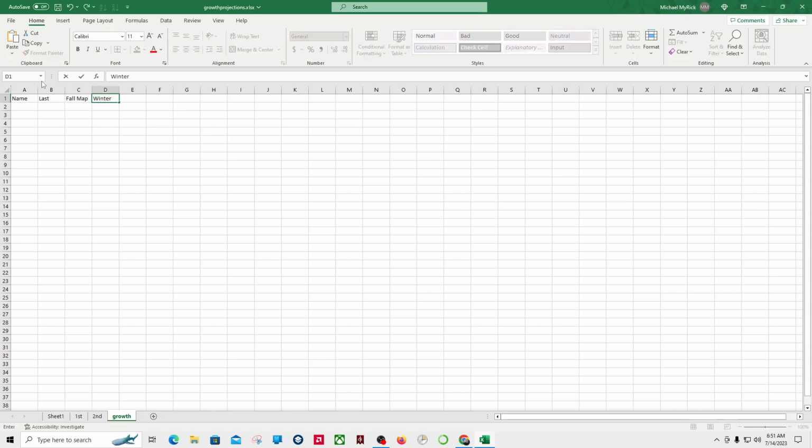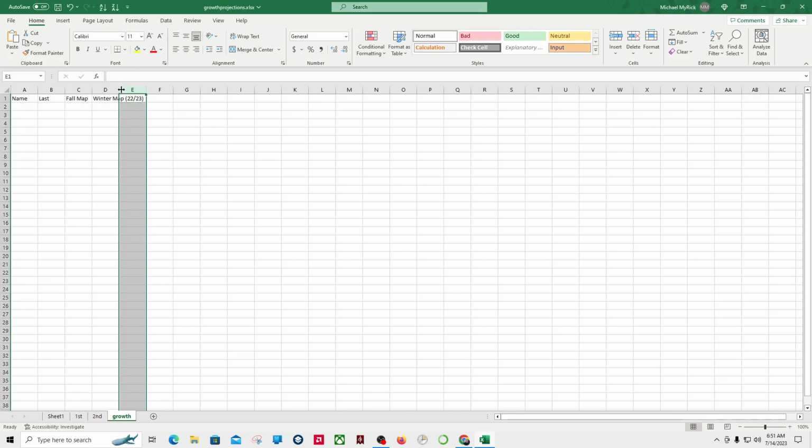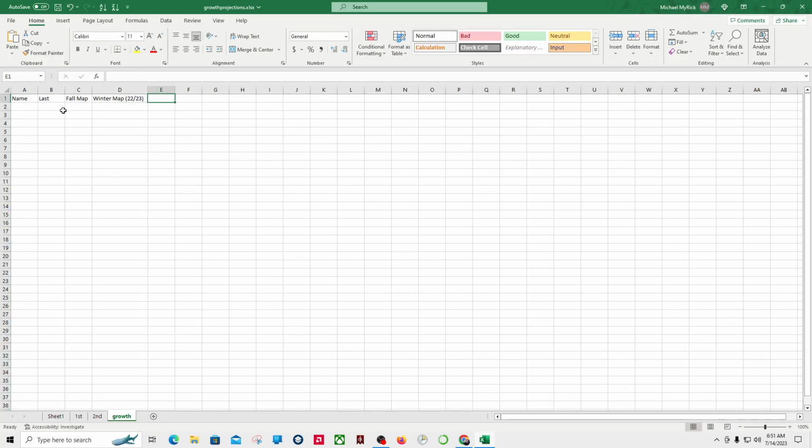And there's the winter map, and then you might want to add dates in here if you're dealing with dates of teachers, like 22, 23 type of deal. And then just for us, since I'm going to do this in steps real quick, we're going to use these three, so we need a spring map.